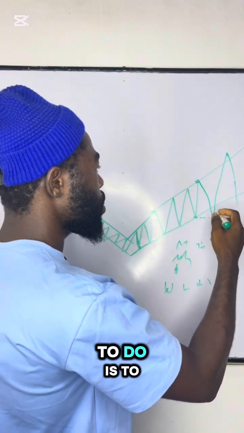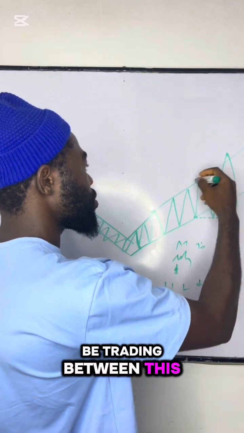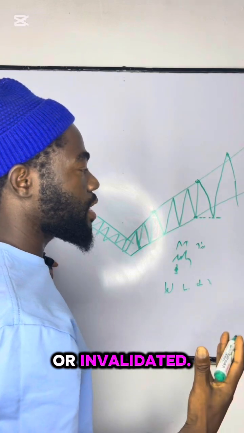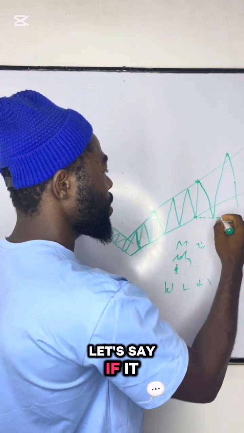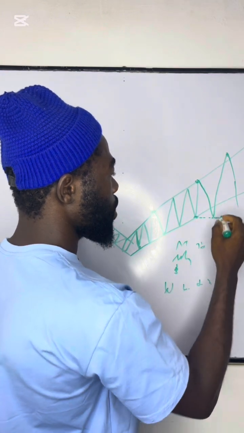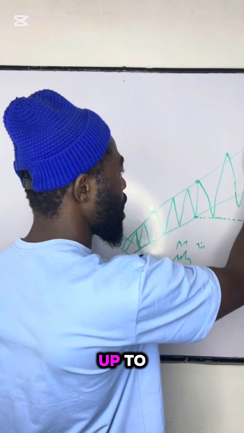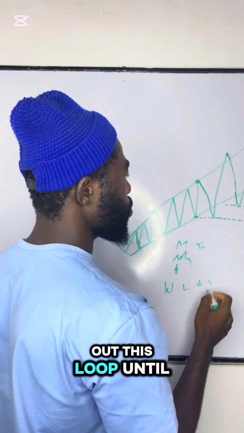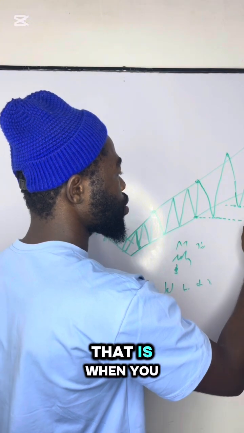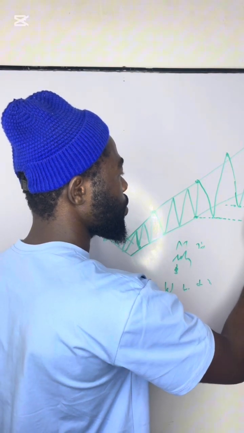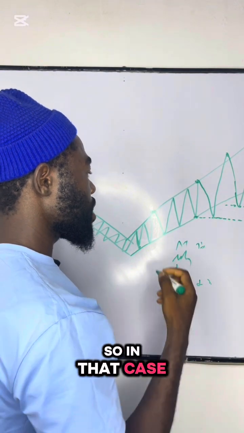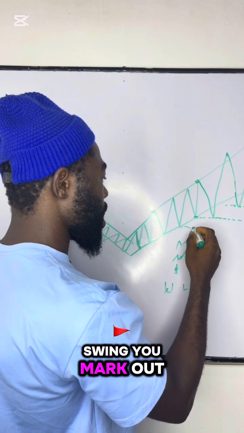So all you need to do is to be trading between this trend line high and the low until it is broken or invalidated. Then in that case, let's say if it drops to this low, you're going to mark out this low. Then if it drops to this one and pushes up, you're going to mark out this low, until it finally comes down and breaks below this low. That is when you can be looking out for sells, wait for a retest, then ride on the sells to the downside.